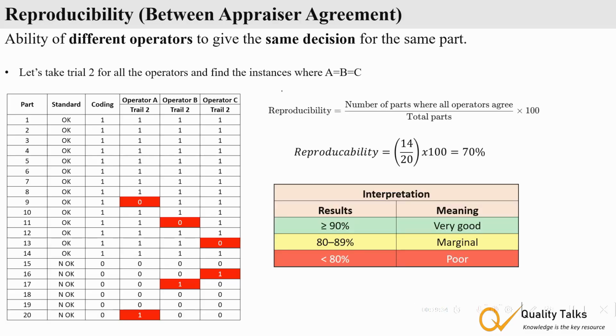The acceptance criteria for reproducibility is the same as for repeatability. More than 90% is very good, 80 to 89% is marginal, below 80% is poor. In our case, it's a poor operator to operator agreement as it is 70%.